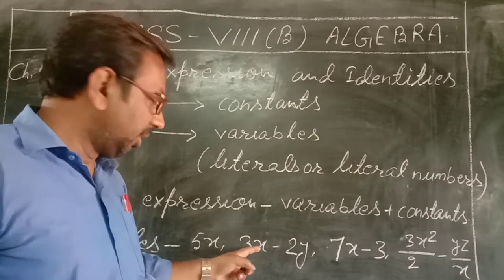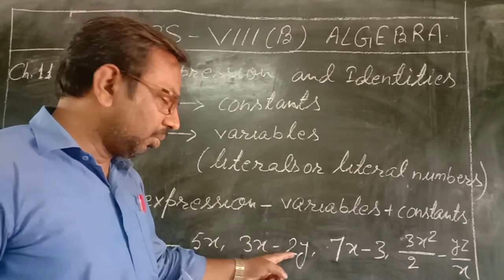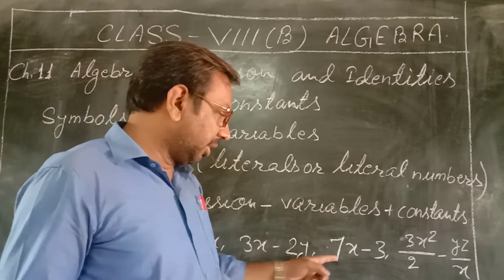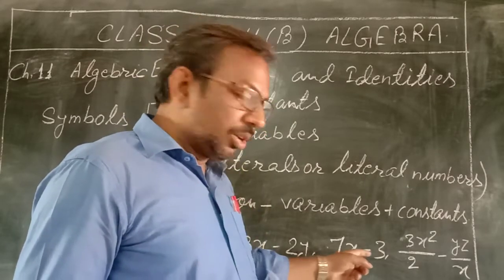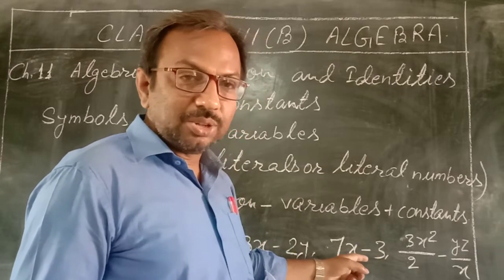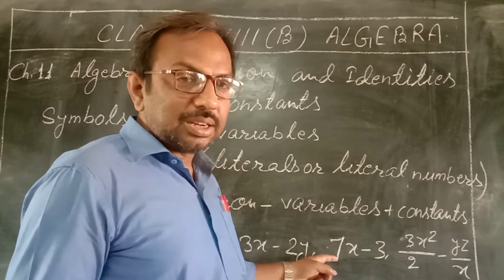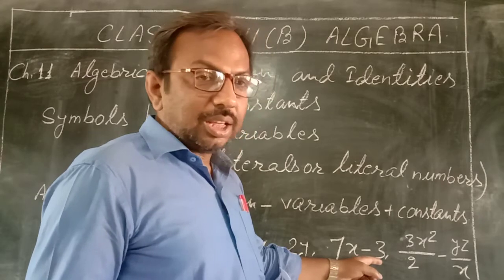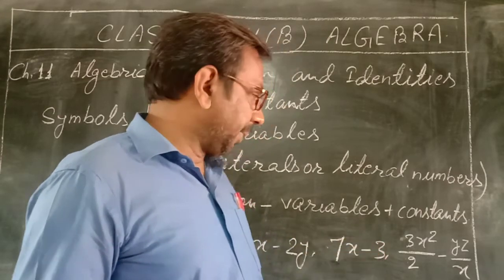In the first term, 3 is the constant term and x is the variable. In the second term, 2y, 2 is the constant and y is the variable. The third algebraic expression is 7x minus 3. There are two terms in this algebraic expression, 7x and 3, separated by this negative sign. In the first term 7x, 7 is the constant term and x is the variable. In the second, 3 is alone. Here a variable is not used, so completely this is the constant term.